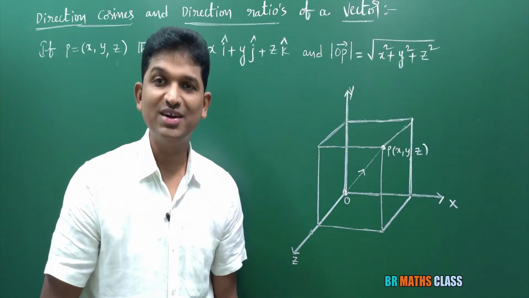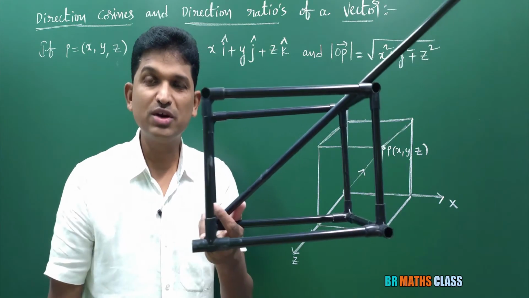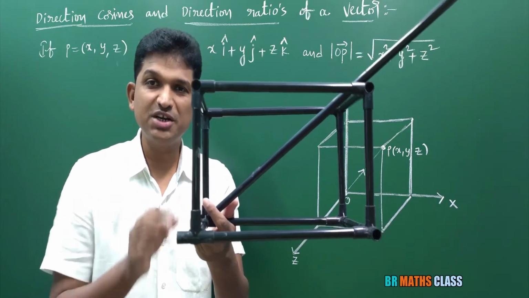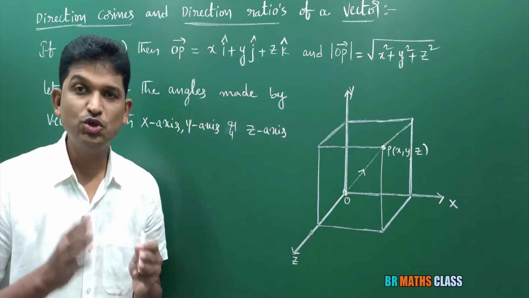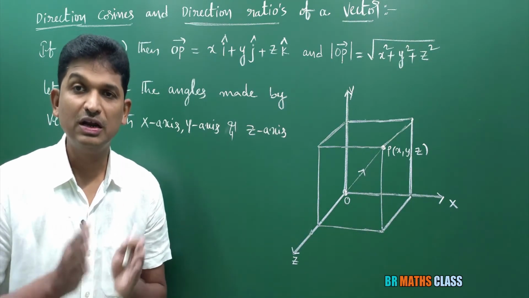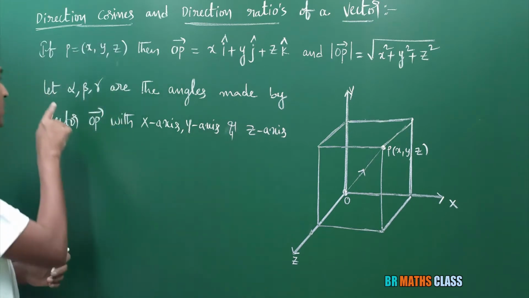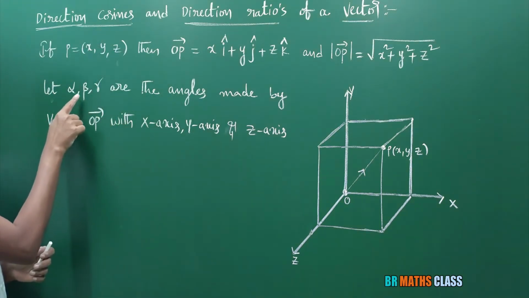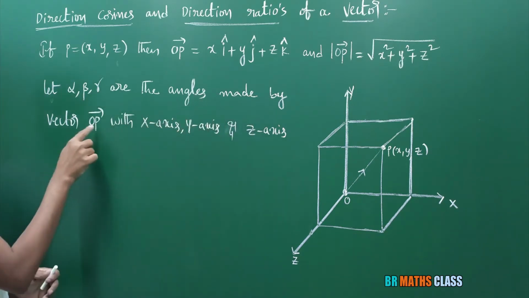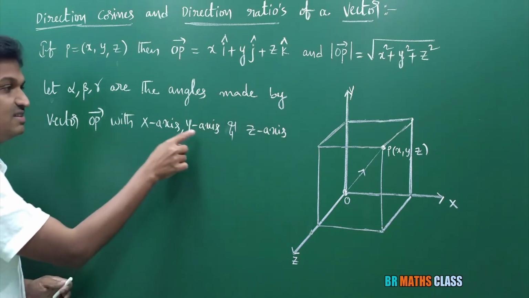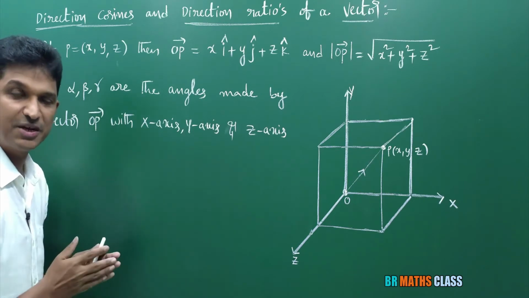If you want to understand this more clearly, you also consider a three-dimensional geometric figure like this so that you can understand it very easily. Now you know what is OP bar. Now you observe here. Let alpha, beta, gamma be the angles made by vector OP bar with x-axis, y-axis, z-axis respectively.